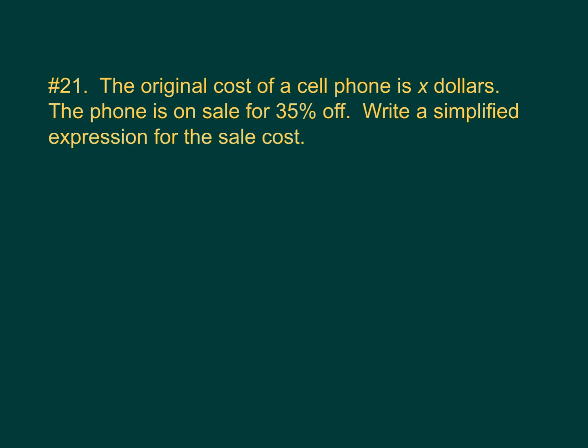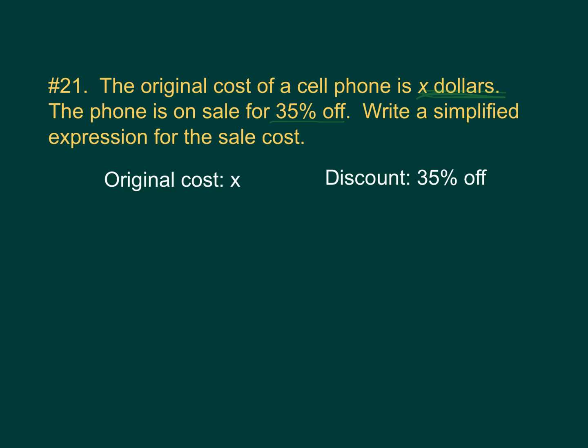Okay, the last problem that I want to talk about is number 21. Okay, the original cost of a cell phone is X dollars. The phone is on sale for 35% off. Write a simplified expression for the sale cost. The original cost is X, and then the discount is 35% off. Okay, so to find the sale cost is original cost minus whatever you don't have to pay. So minus the savings. Saving is the discount.